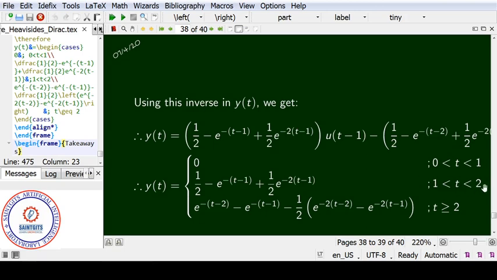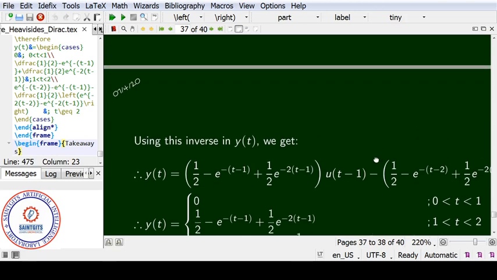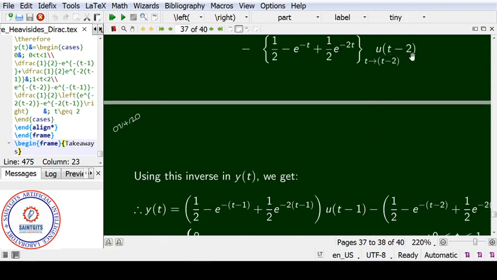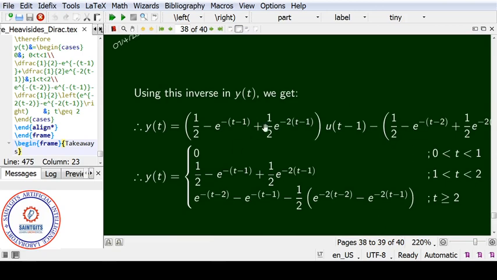Again 1 less than t less than 2. In this interval 1 less than t less than 2, t minus 1 is positive because t is greater than 1. So we got 1 for u of t minus 1. 1 into this expression, that expression gives. But in that case t is less than 2. T is less than 2 means t minus 2 is negative. So a number less than 2 come here, negative value. So u of negative value is 0. 0 into this expression 0. That is why we got only the first term.